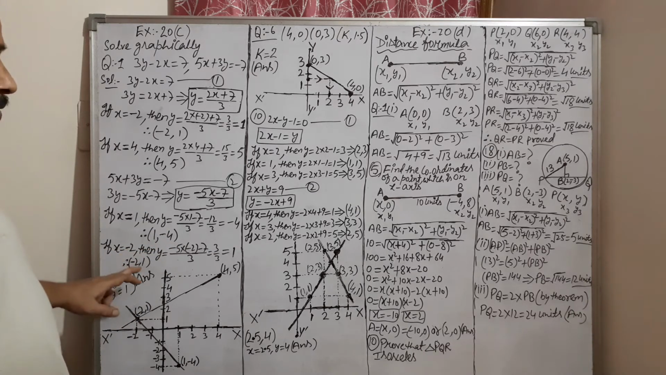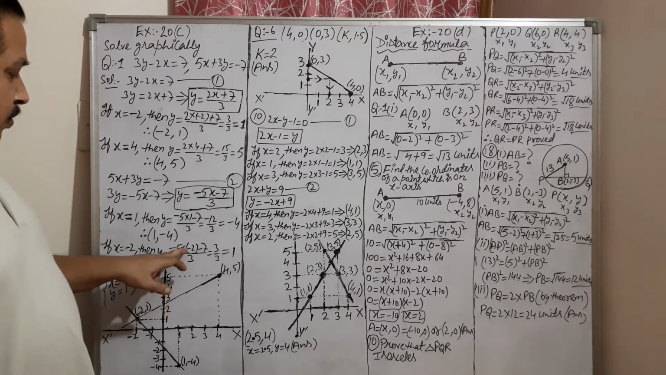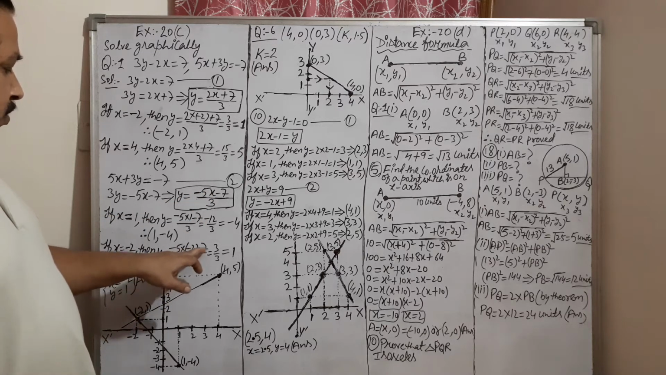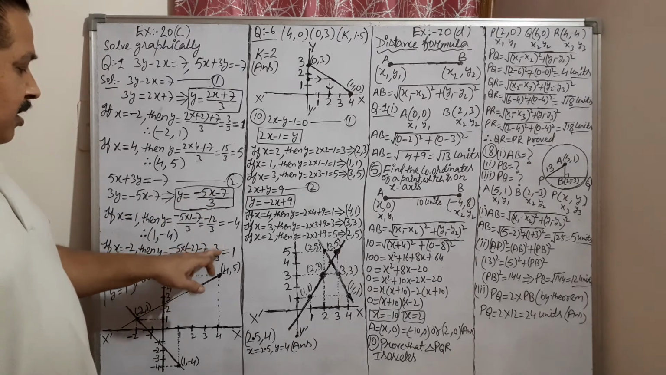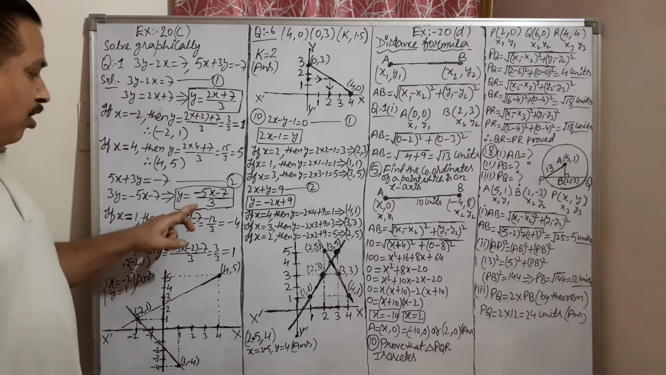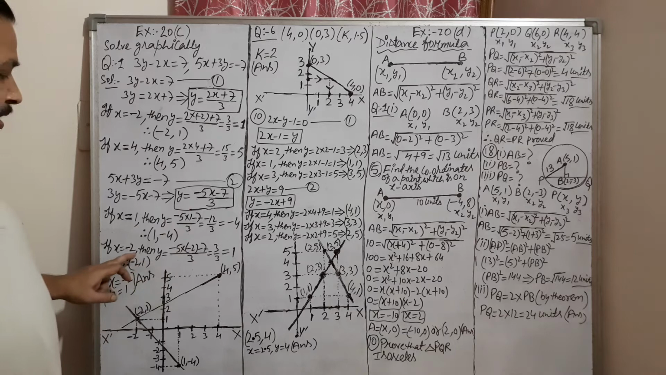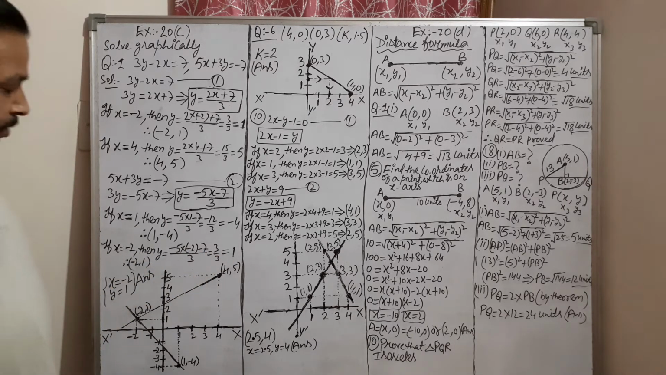Now next value I am taking here x is equal to minus 2. After putting here, it is coming 3. Upper part is coming 3. 3 is divisible by 3. It is coming 1. So second plotting point of equation 2 is minus 2 comma 1. Minus 2 comma 1. Now start putting on the graph.